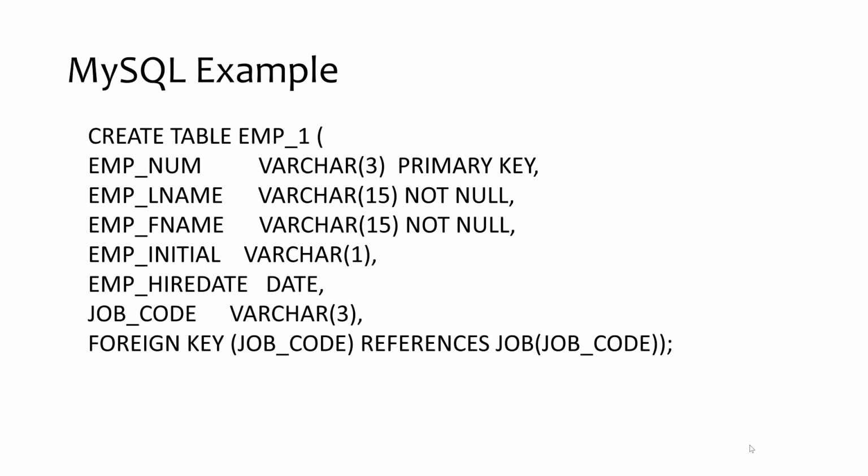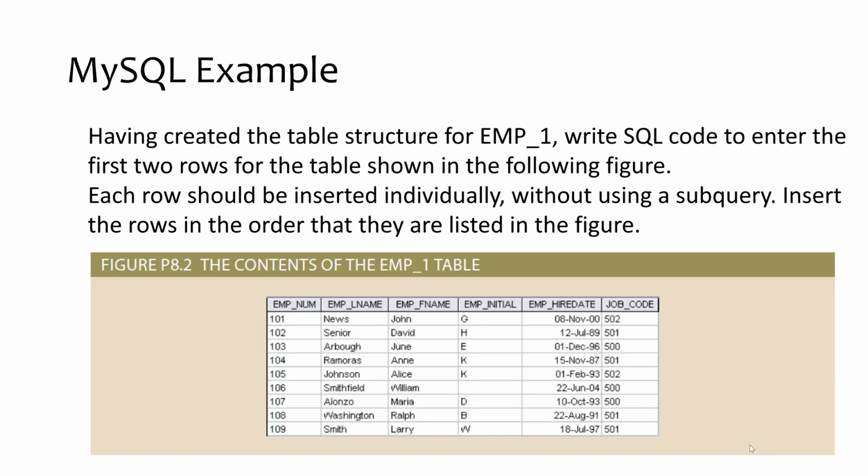And what I'm going to do now is the following. I have created the table. However, the table is currently empty. There are no records in the table. So what I am going to do right now is to insert two rows into that table, and those two rows will be employee number 101 and employee number 102.